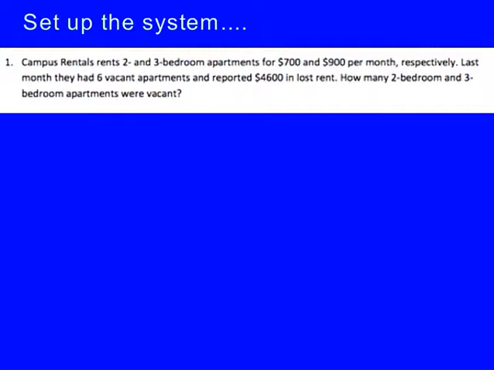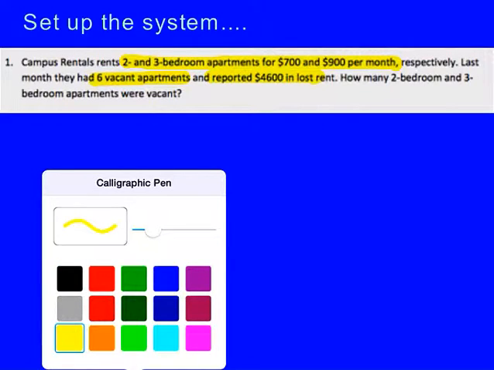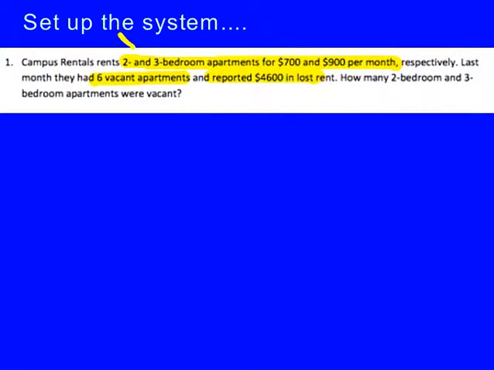Number 1 says that Campus Rentals rents 2 and 3 bedroom apartments for $700 and $900 per month, respectively. So that means that the 2 bedrooms cost $700 and the 3 bedrooms cost $900. They had 6 vacant apartments and reported $4,600 in lost rent. And now it's our job to figure out how many were vacant then. So I'm going to let X represent the number of 2-bedrooms and Y represent the number of 3-bedrooms.